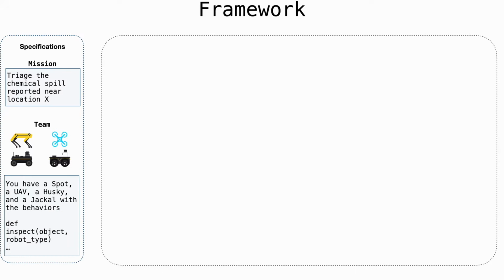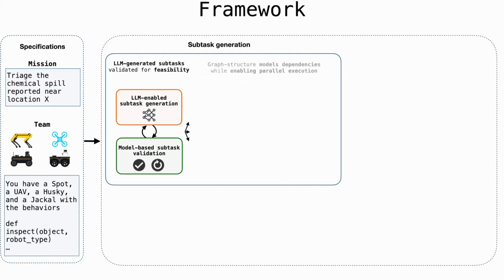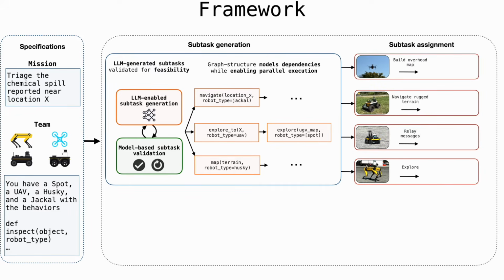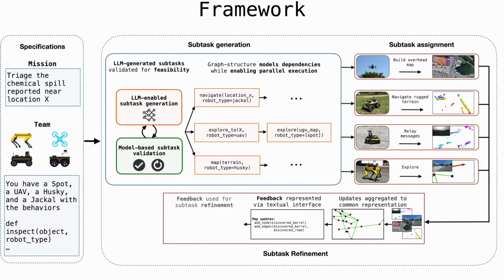Our framework takes as input language specifications for the mission and team. It then uses an LLM to generate appropriate subtasks given these specifications. These subtasks are validated for realizability and modeled via a graph to identify dependencies while enabling parallel execution of independent subtasks. These are then assigned to robots, and as these robots execute their subtasks, they gather updates in the form of subtask outcomes and semantic maps, which are aggregated into a common representation, converted to a textual interface, then given back to the first module for subtask refinement.